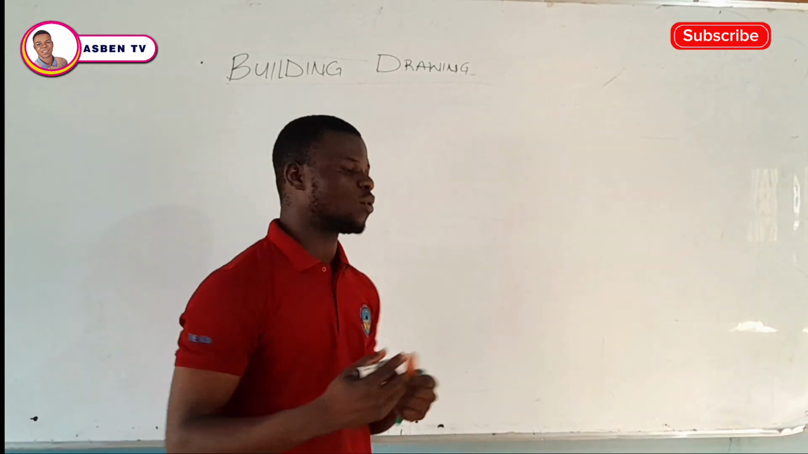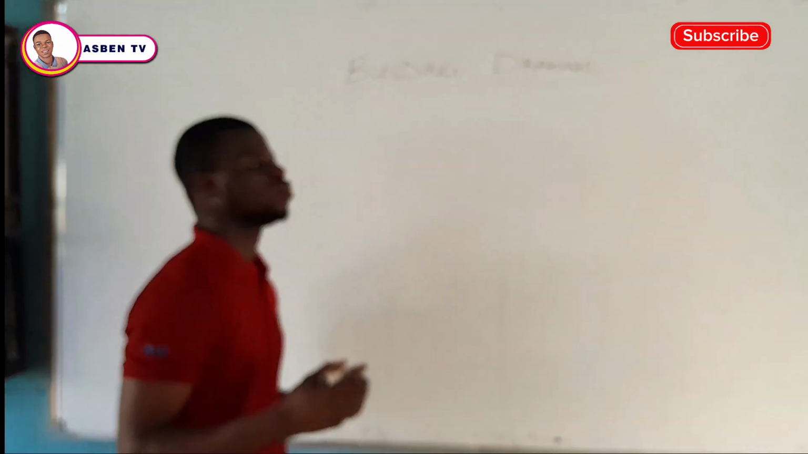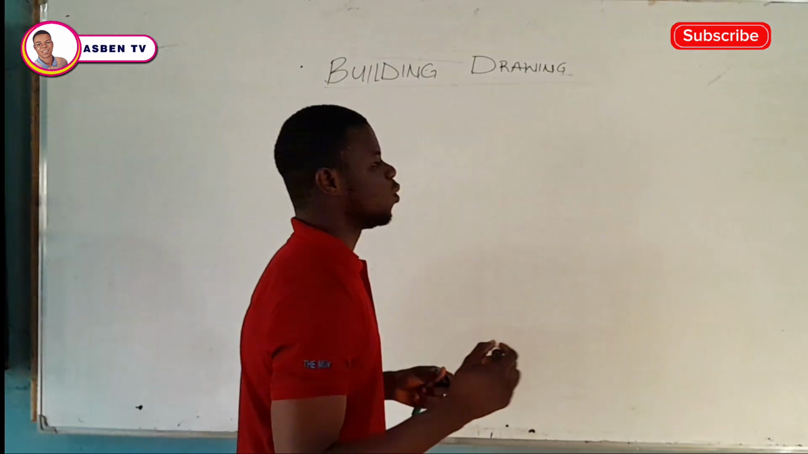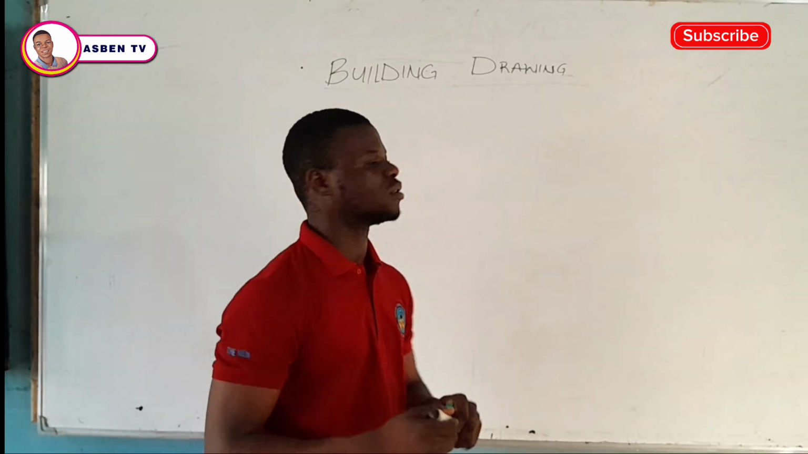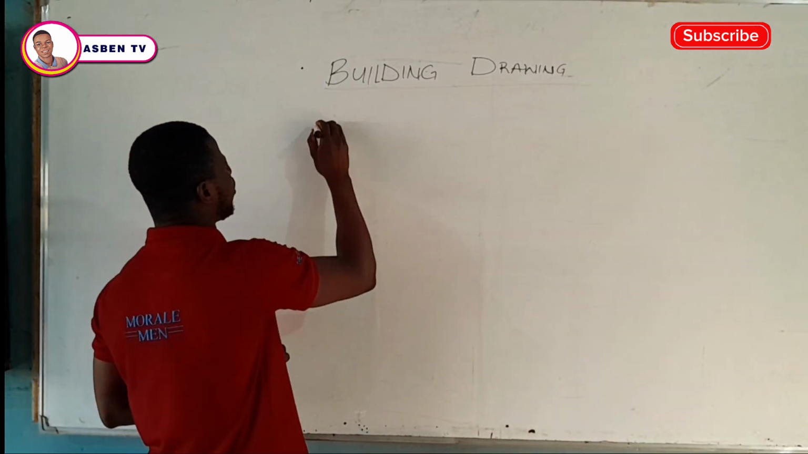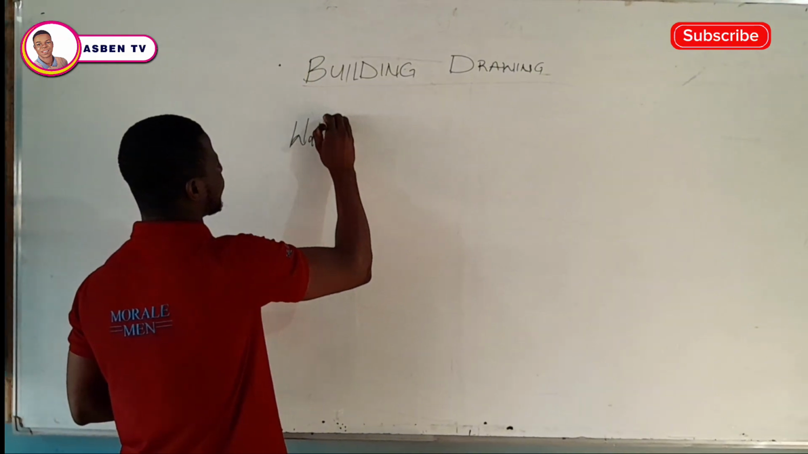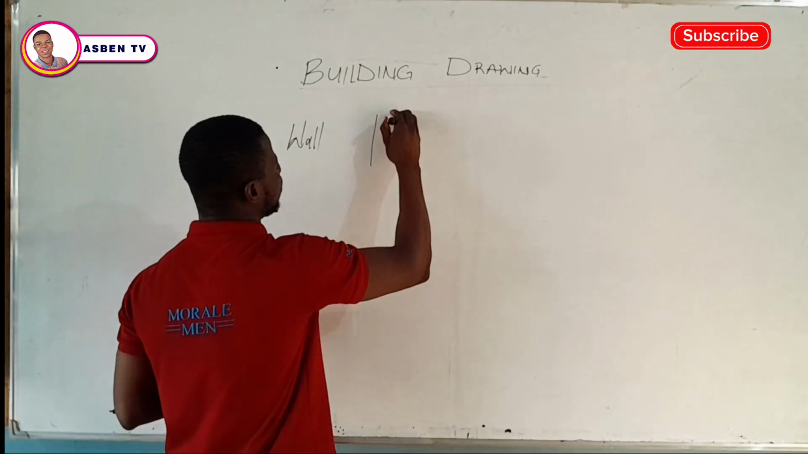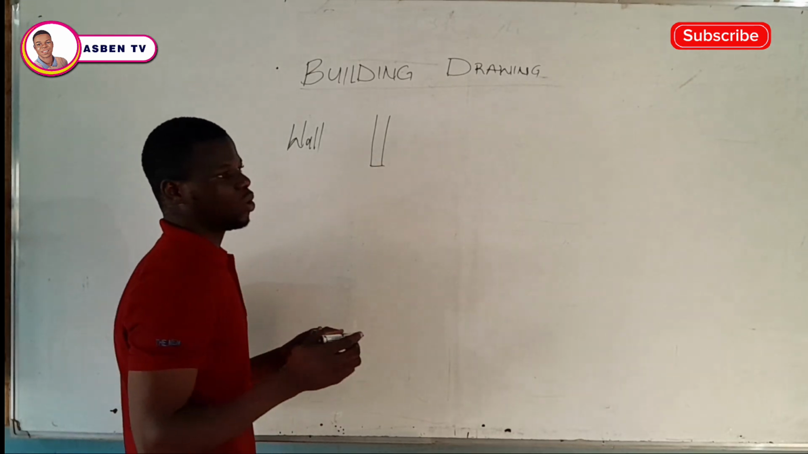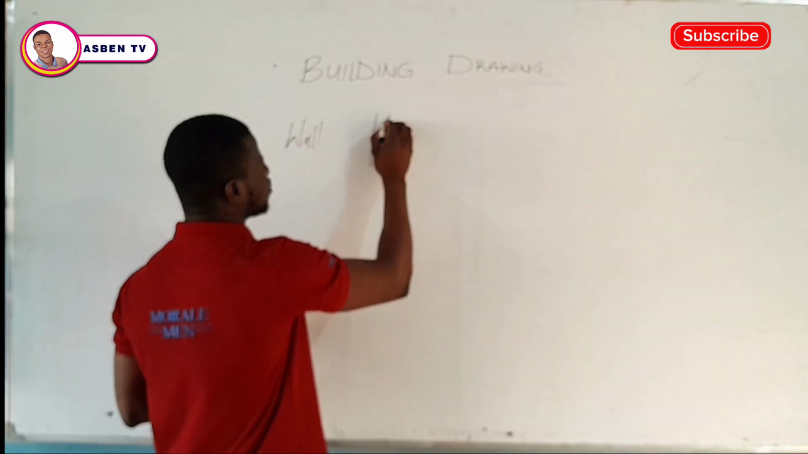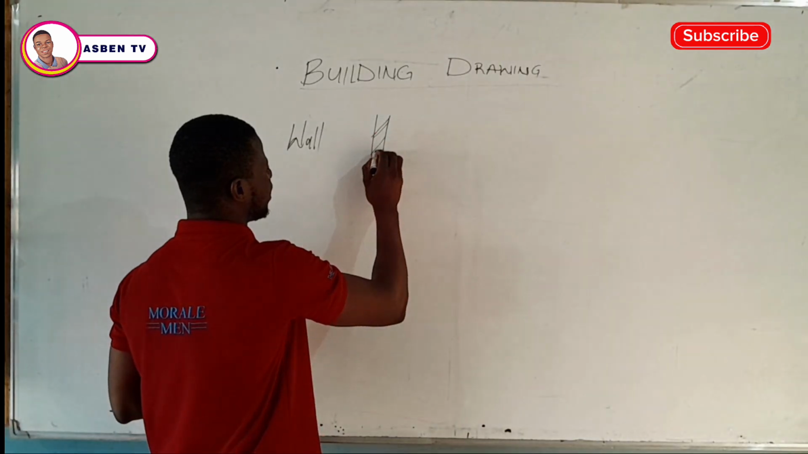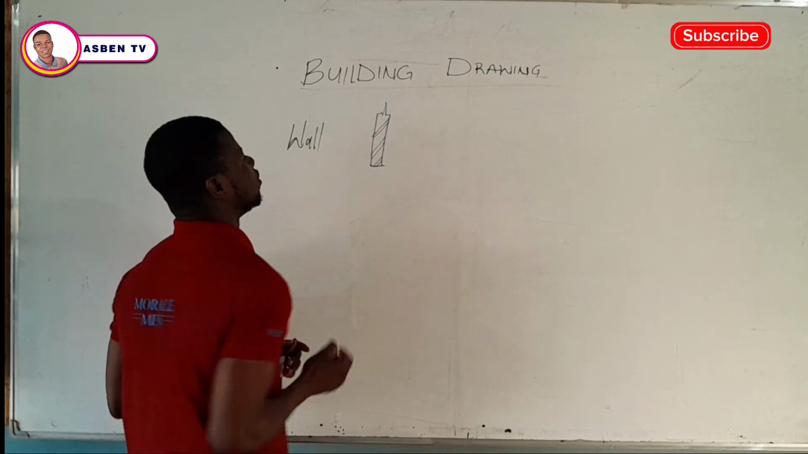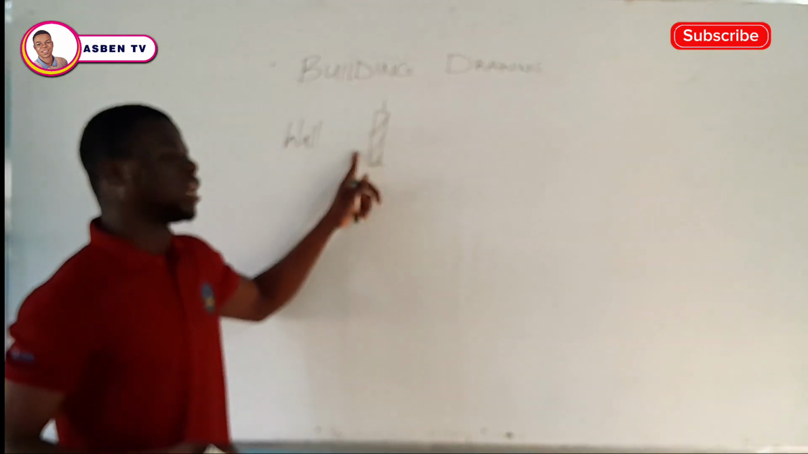First of all, we must know the symbol of a wall. As a technical student or engineer, when we ask what is the symbol of a wall, let's go for wall. So the symbol of a wall, let's imagine this is our wall. Always what you see is there are some lines also like this. So this is a symbol of a wall. This is how you can see it.